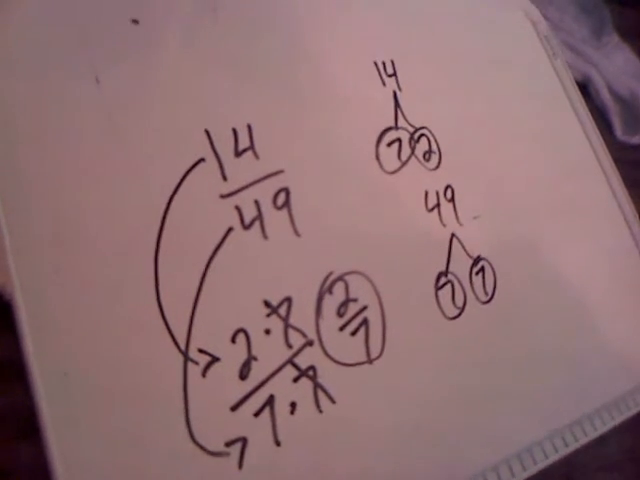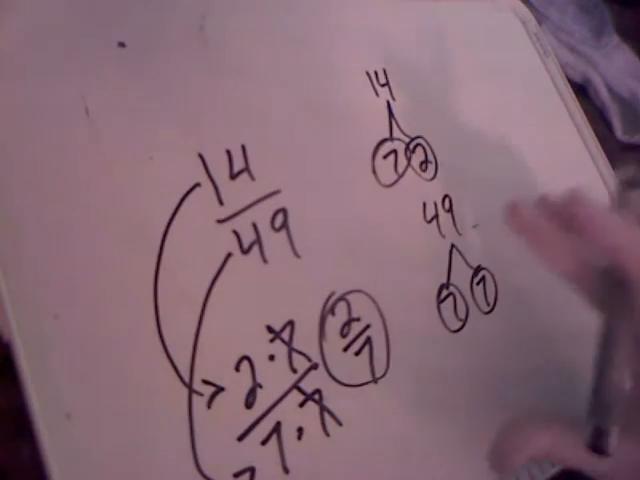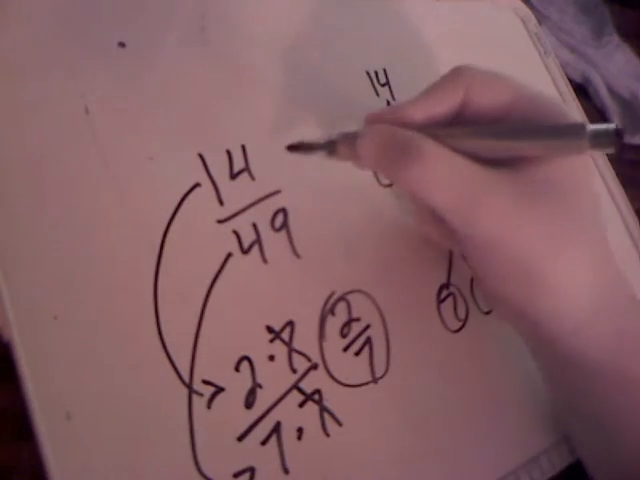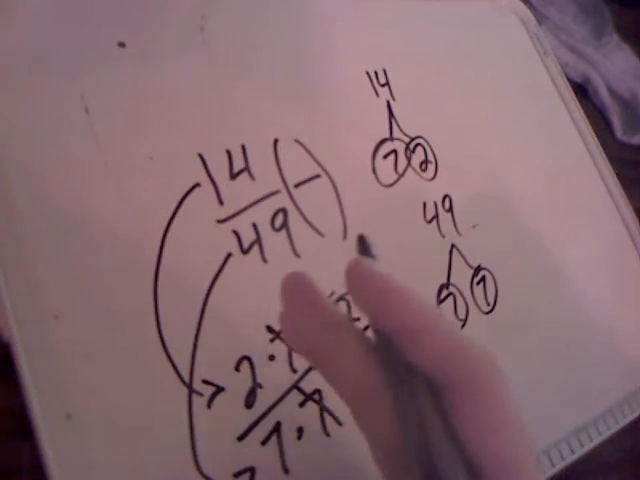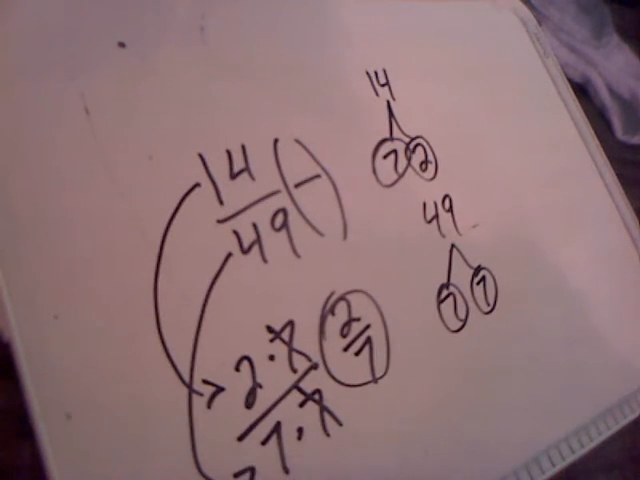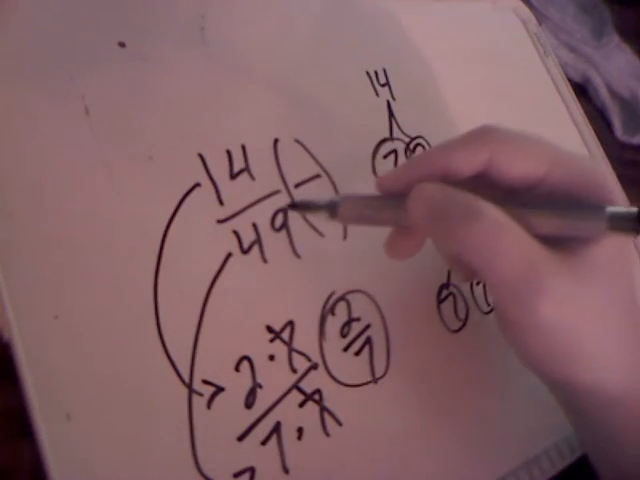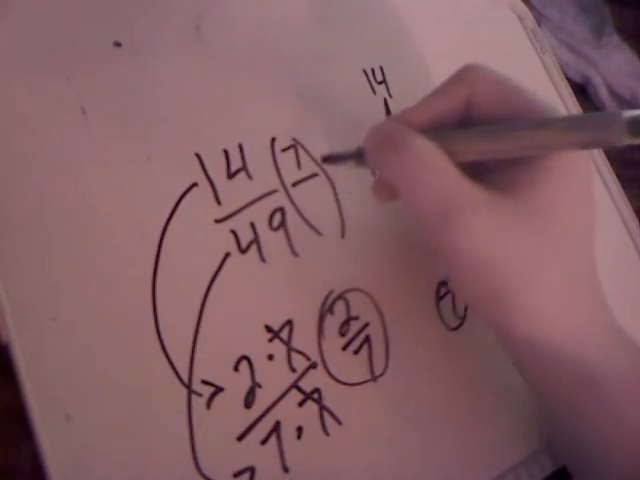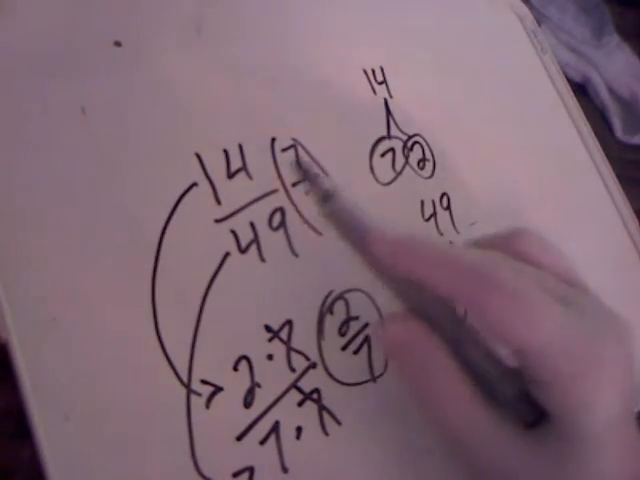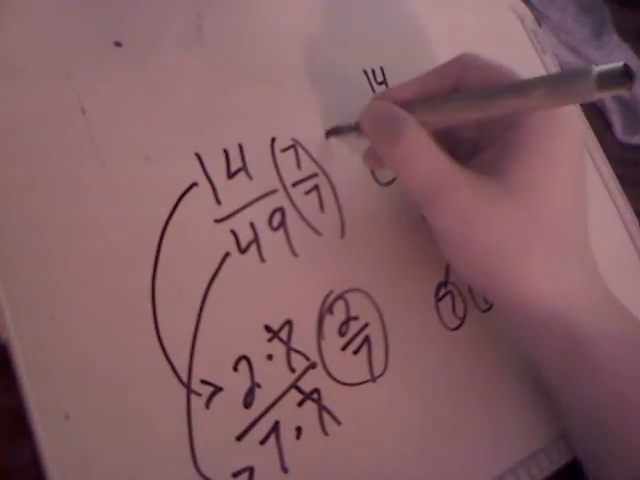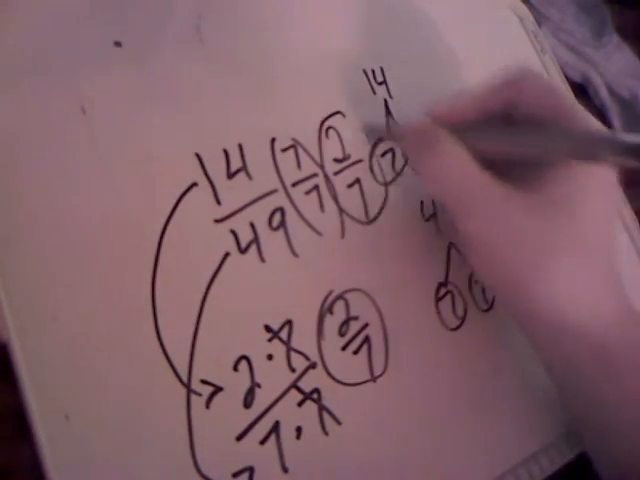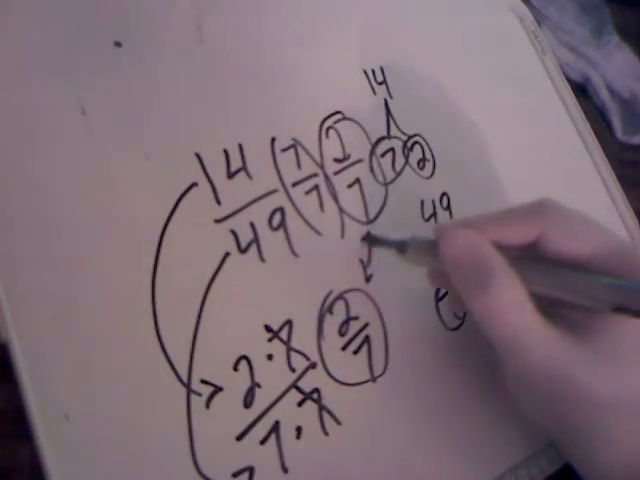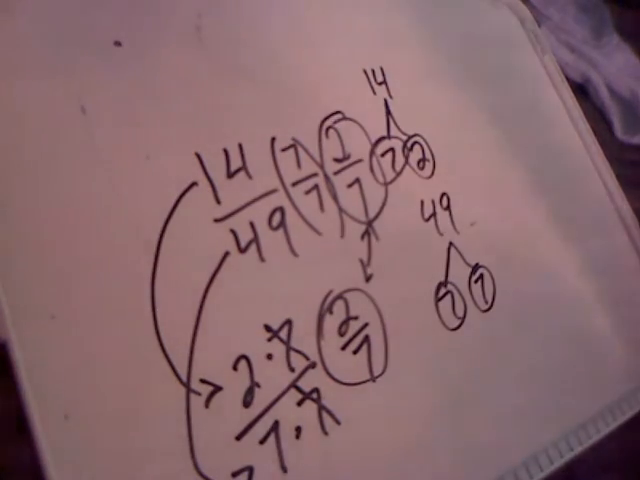The other way to do this, what I call the shorter way, because it requires a lot less work, is using a fractional 1. A fractional 1 is a fraction with the same number on the top and the bottom. Because we know 14 and 49 have 7 in common, we're going to reduce by 7 over 7. 14 divided by 7 is 2. 49 divided by 7 is 7. Look at that. Same fraction, got in two different ways.